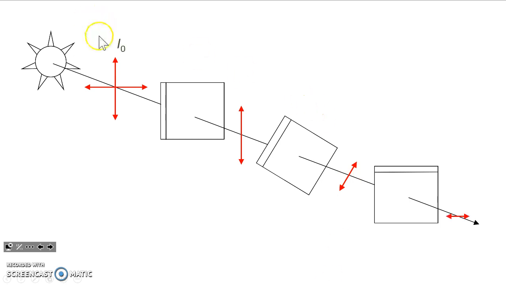If we start with some amount I0, then we cut it in half when we pass through the first filter, and then we take this amount, and again, we cut it in half because we've got 45 degrees between these two. And then one final time, the angle between this polarization plane and the transmission axis is once more 45 degrees. So we cut this value in half again.